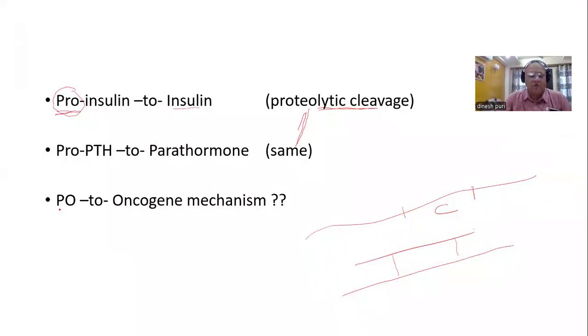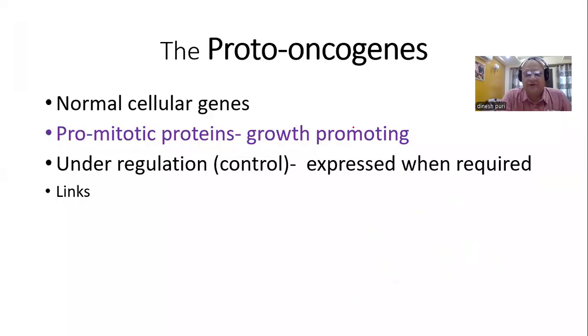What about proto-oncogene to oncogene activation? Is it also proteolytic cleavage or is it something else? No, it is not proteolytic cleavage. It is something else. What we are going to discuss today is how proto-oncogenes get activated to oncogenes. We must outline some characteristics of proto-oncogenes. So this slide outlines everything.